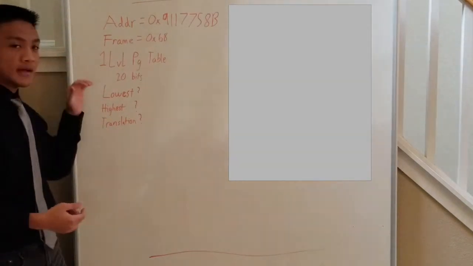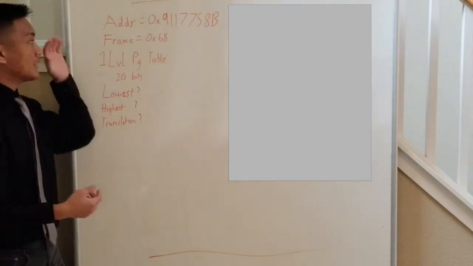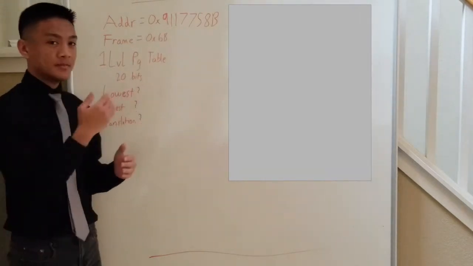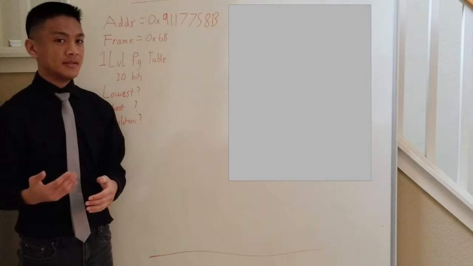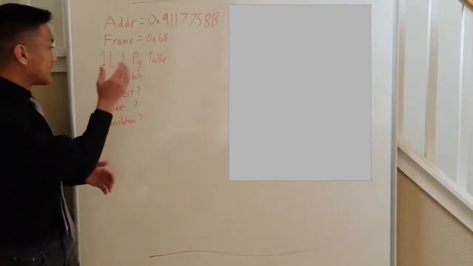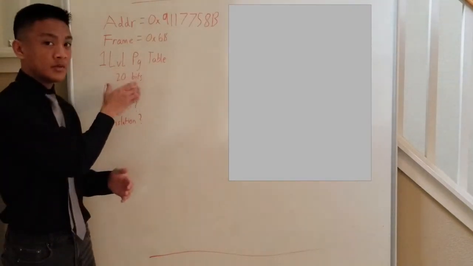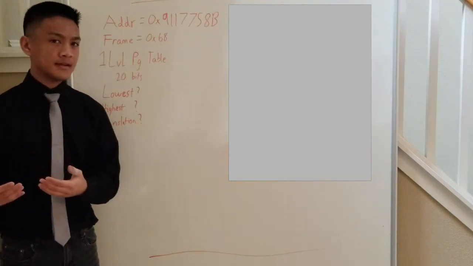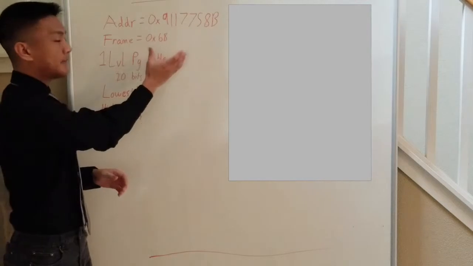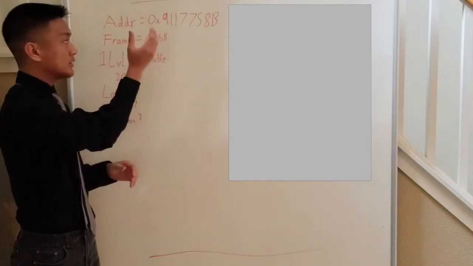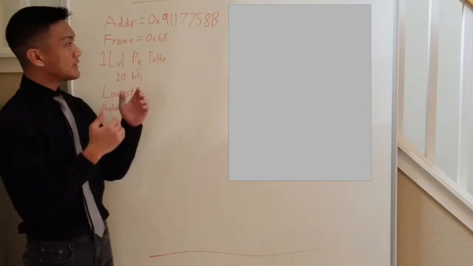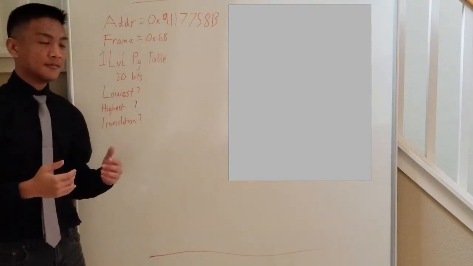So because we're handling a one-level page table, we know that this address is going to be split up into two parts. The first part is going to be the page number, and the second part is going to be the offset. Because our page number is 20 bits, we know that 20 bits equals 5 hex digits. So our first 5 hex digits of this address are going to be our page number, which is 0x91175.